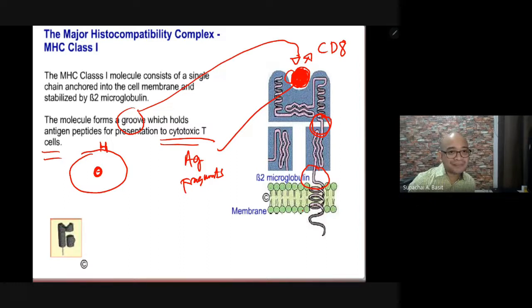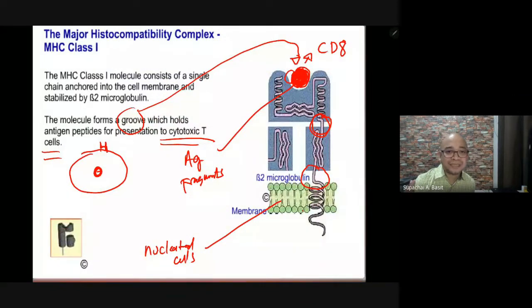So where can we find MHC class 1? This is the cell membrane of all the nucleated cells of our body. These are the cell membranes of all the nucleated cells of our body.